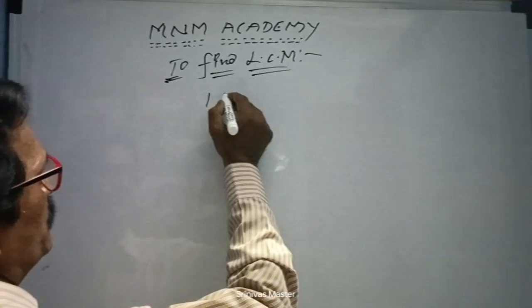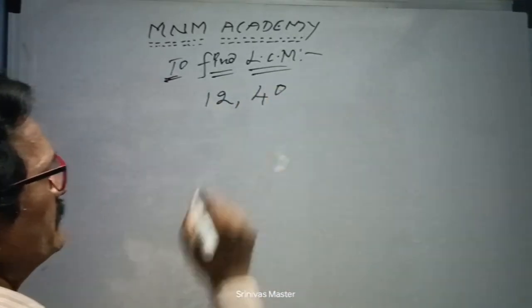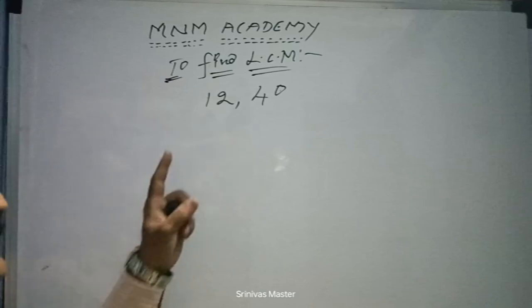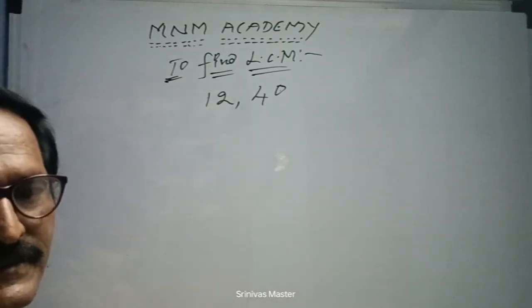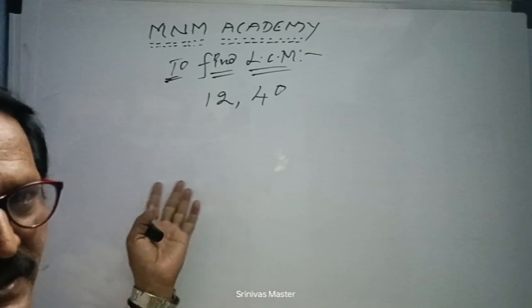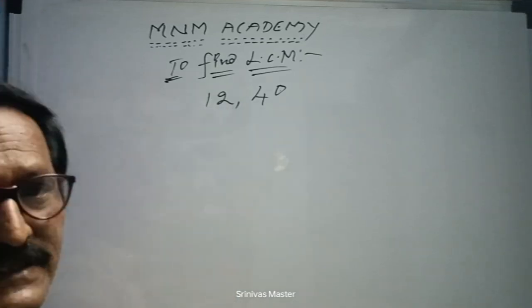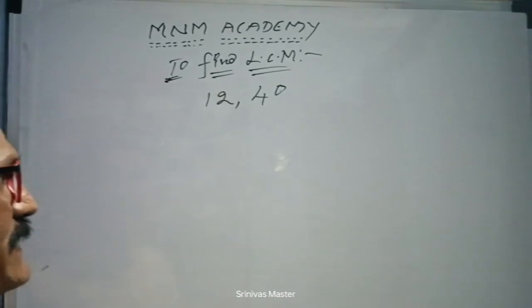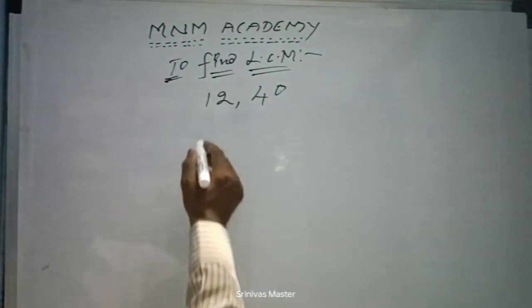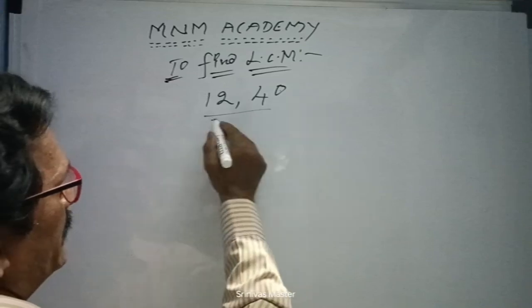For example, suppose you take 12 and 40. 12 and 40 are the two numbers. Okay, so these are the two natural numbers. According to natural numbers, you can find out. So according to this, 12 and 40 in the general division method, what you are going to find, just you see children. Okay, this is the problem.